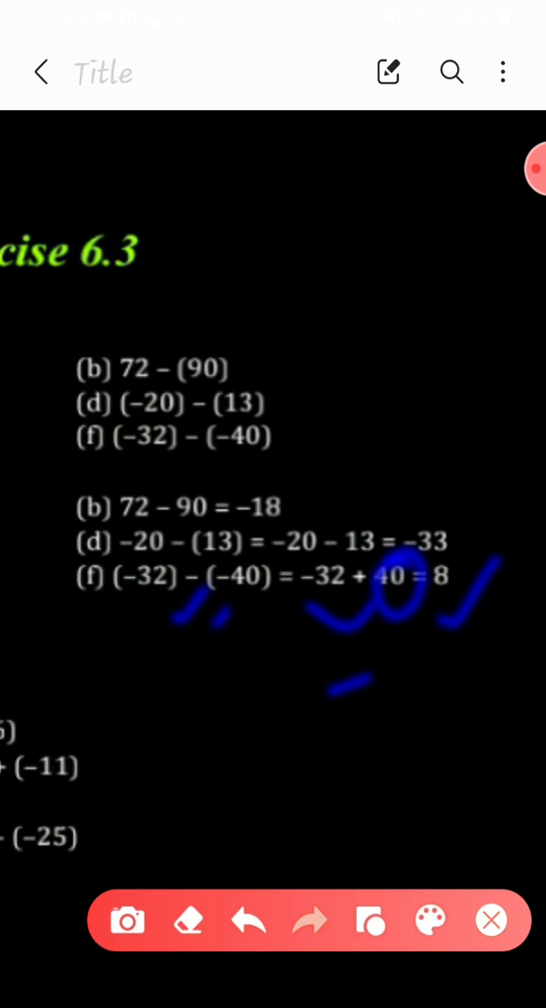Hope you have understood number 1 of exercise 6.3. Let's move to question number 2.